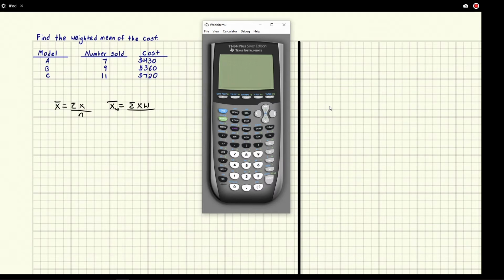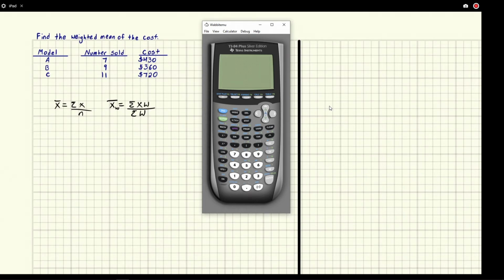Divided by the sum of the weights, and the weights are what really determine what we want, right? So it can be kind of tricky to determine what X and W should be, what the weights are and what the X values are. And this is actually a really good question here, because I could easily see either the number sold or the cost being a weight or an X value. And it really depends on what we're looking for here. So we're looking for the weighted mean of the cost.